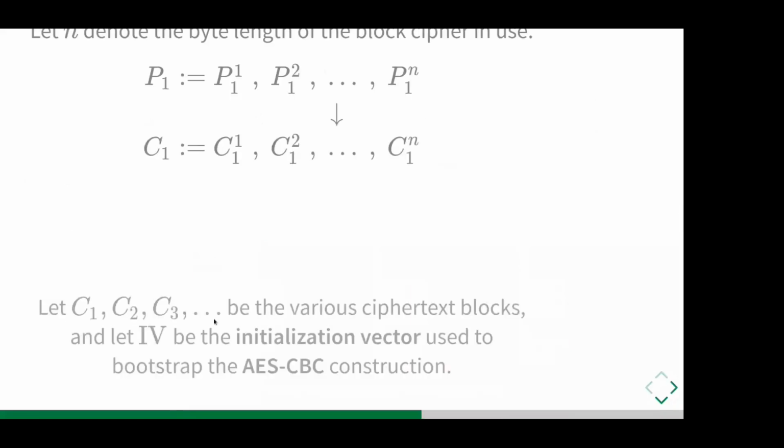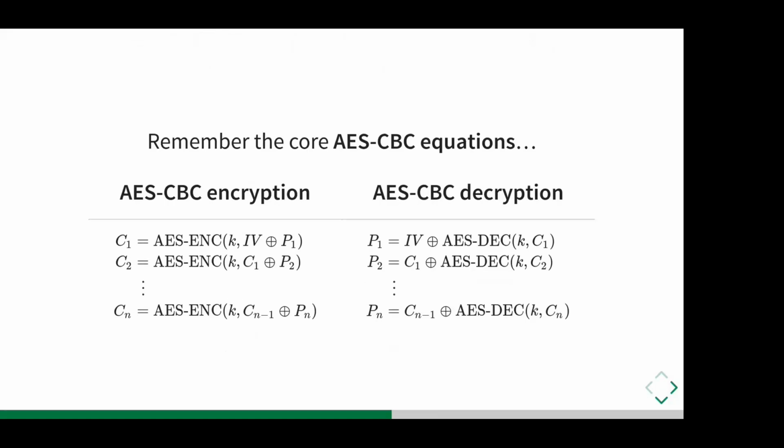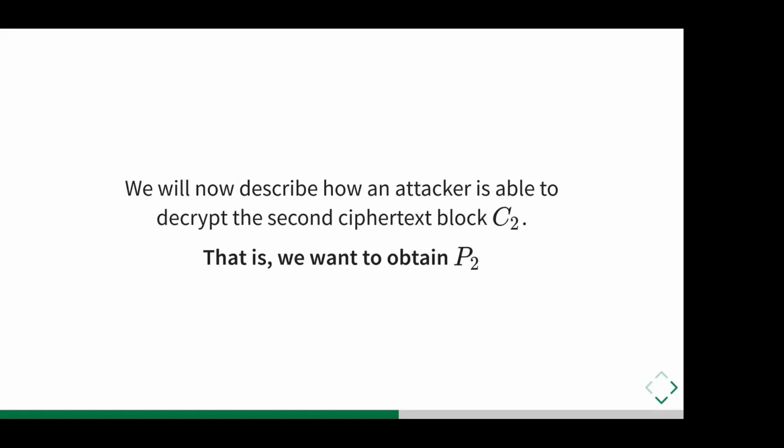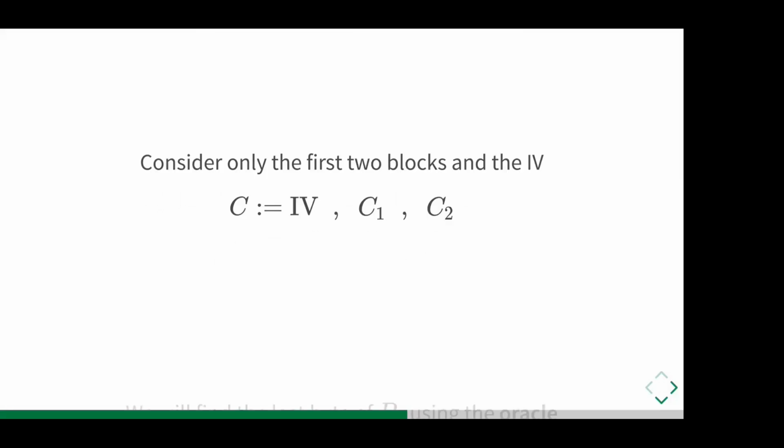So what do we do? Now let C1, C2, C3 be the various ciphertext blocks, and let the IV be the initialization vector. We will mention them when we need them. Now we focus only on decrypting the C2 block, so only P2, because for P1 we need the IV, and we don't have the IV. P2 we can get because we need C2 and C1. So we only consider the first two blocks. The IV is implicit because we don't really use it. So C1 and C2.